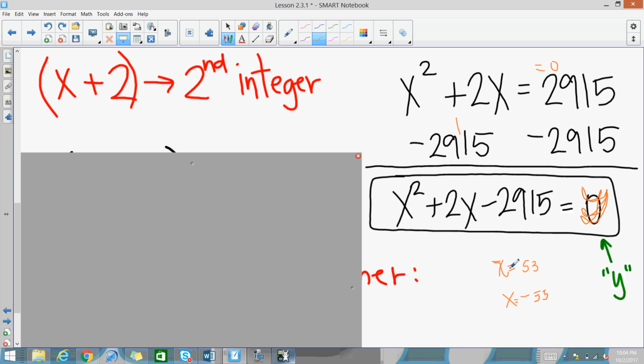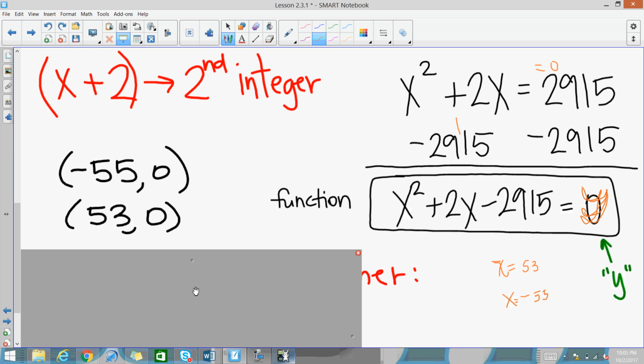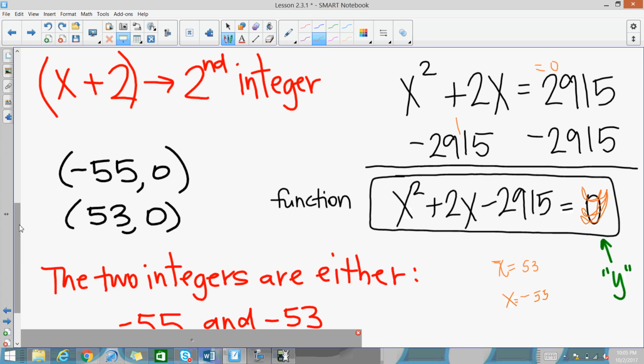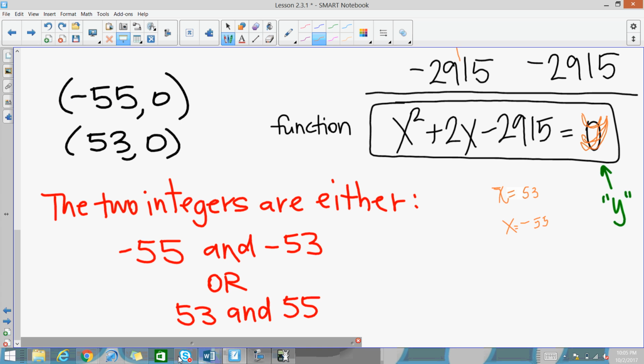So here's the deal. If that's what x is, how do you find your second integer? Well, you add 2. So if x is 53, the second integer would have to be 55, because 53 plus 2 is 55. And if you have -55 as one of your integers, add 2 to it, and you get -53. And that's how you do it.